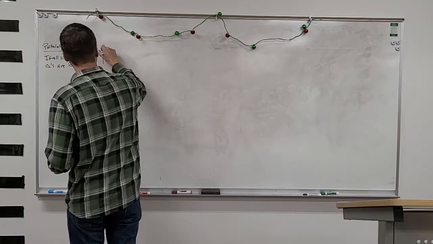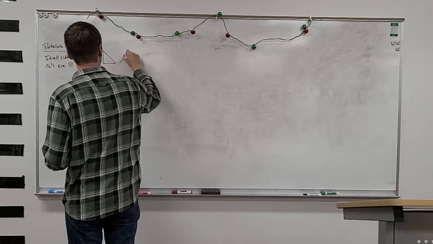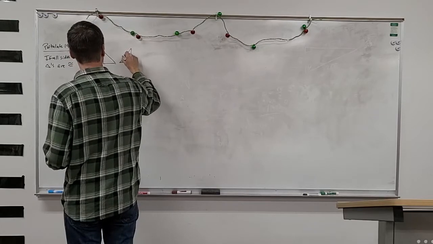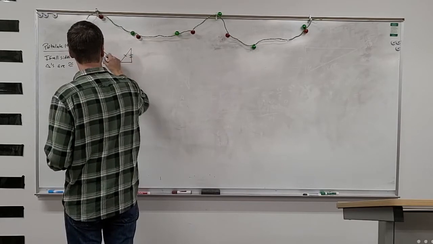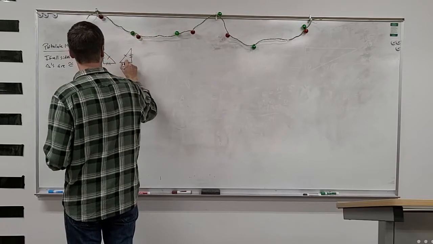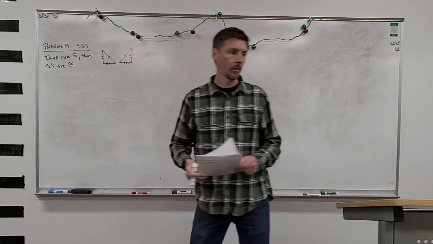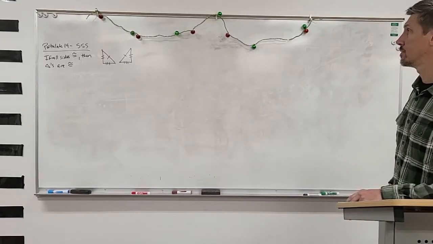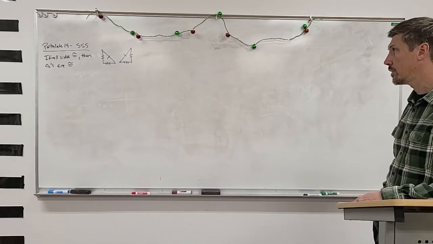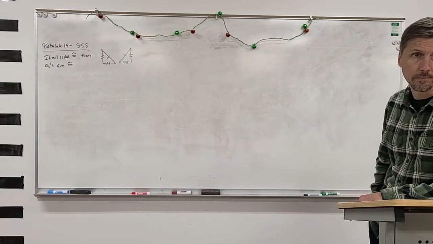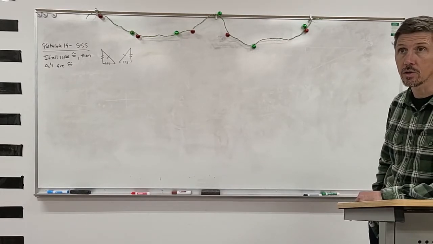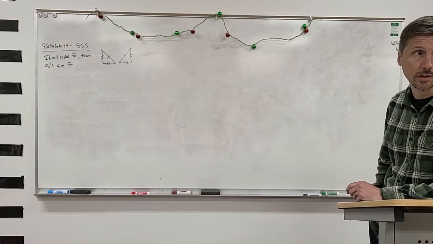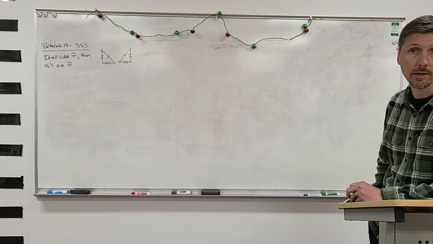So we have two triangles, right? And each of the corresponding sides are congruent, and the triangles themselves are congruent. And when I say the corresponding sides, I mean the length of those sides, right? Does that make sense to everybody?